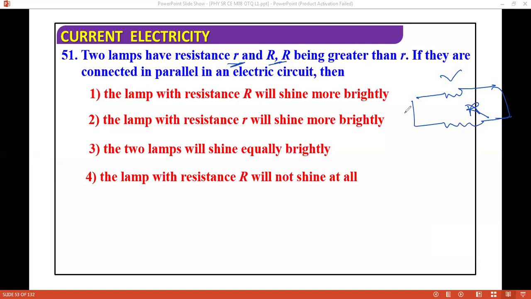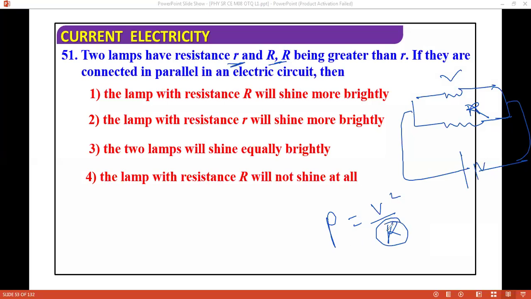So if you see in parallel, voltage is what? Same. Voltage is going to be the same in parallel. So basically, power will go as what? V square by R, inversely proportional to R. Yes or no? If the resistance is less, power will be more. Do you agree? So, go through all the options.